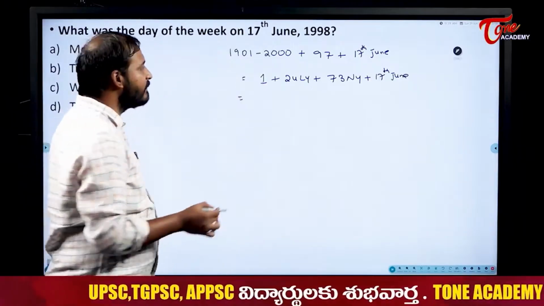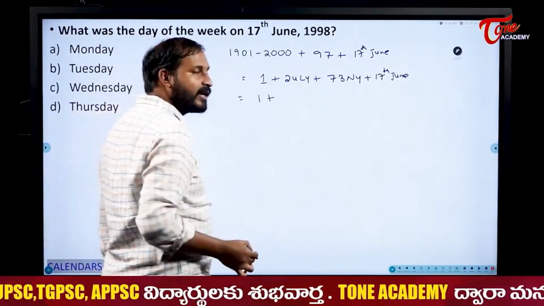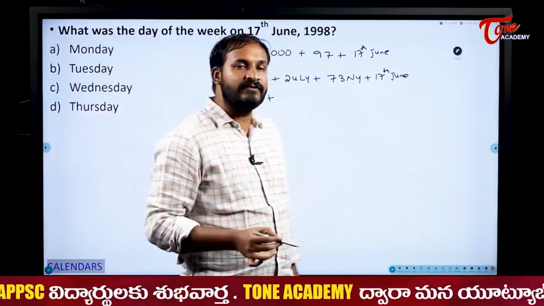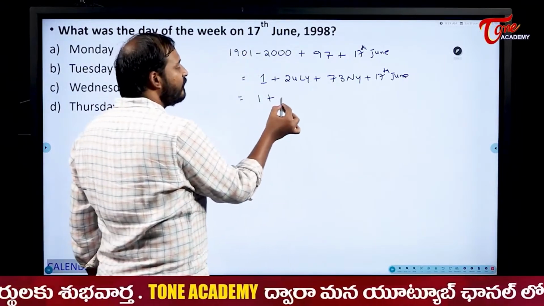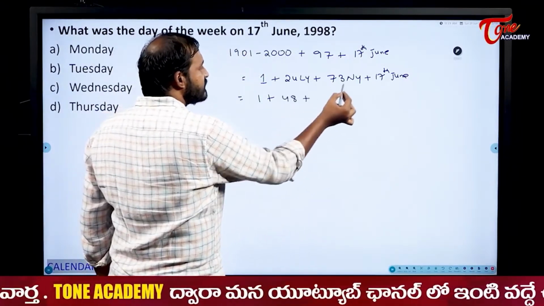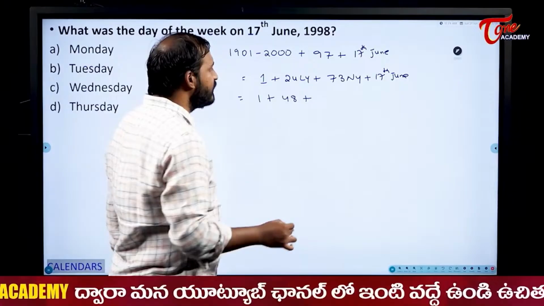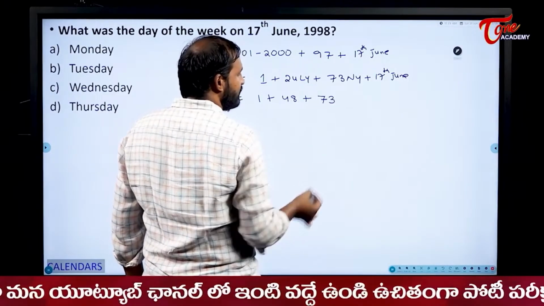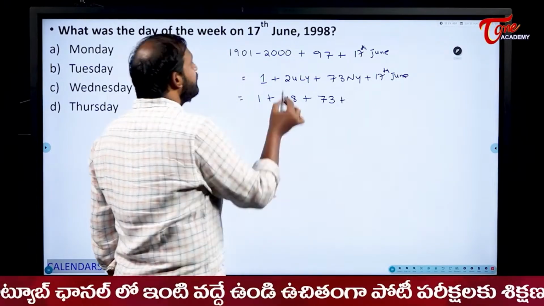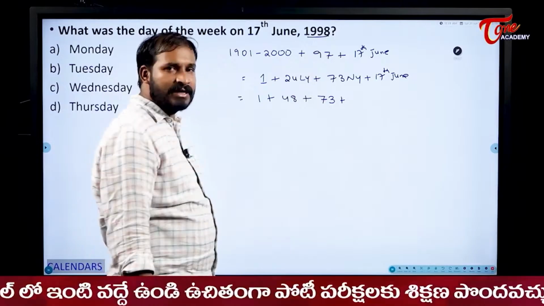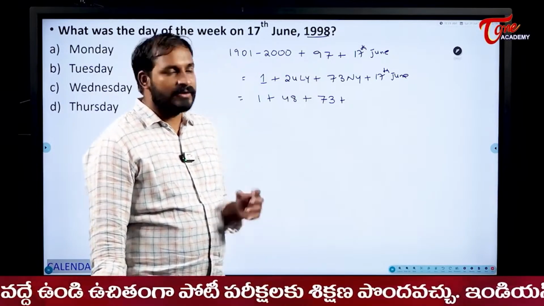Right? Now what happens to this? 1 plus. For 1 leap year, how many odd days do we have? 2. So for 24 leap years, 24 into 2, 48. Plus for 1 normal year, 1 odd day, for 7 years, 7 into 1, 7. Plus 1998. Is this a leap year? No, it is a normal year. So the February code will become 0.